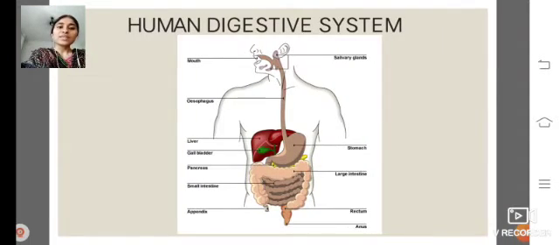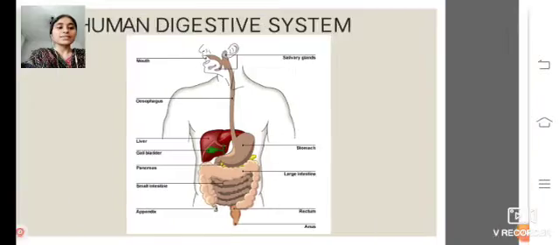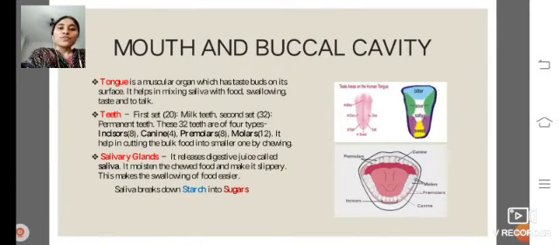In this slide you can see the human digestive system. From mouth till anus, all these glands and organs are involved and they make up the alimentary canal. So the human digestive system comprises mouth, salivary glands, esophagus, liver, gallbladder, stomach, pancreas, small intestine, large intestine, rectum and anus. So now we are going to discuss this thoroughly.